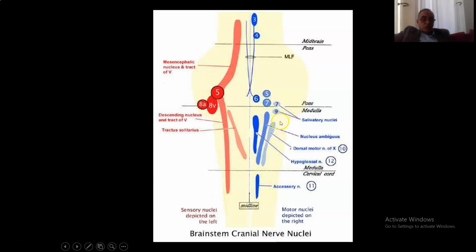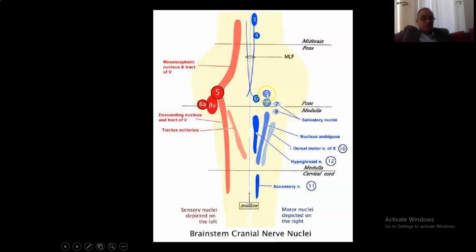This is also, we have another two brainstem nuclei, one in the pons called the superior salivary nucleus, which is parasympathetic of the facial, and in the medulla we have the inferior salivary nucleus, which is the parasympathetic for the glossopharyngeal. Also we have the motor of the face and the motor of the trigeminal.